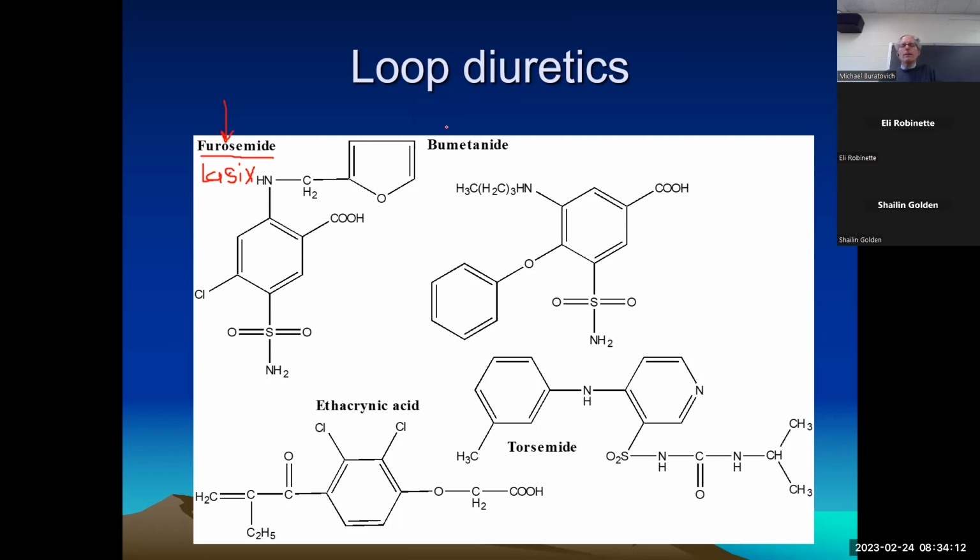Bumetanide is the other one. That's Bumex. Torsemide is Torsex, I think, but it's available now as a generic. And then ethacrynic acid. This is a very important loop diuretic because these other loop diuretics, you'll notice, have sulfur in them. And if someone has a sulfur allergy, you cannot use these drugs, but you can use ethacrynic acid because ethacrynic acid has no sulfur in it. Loop diuretics.